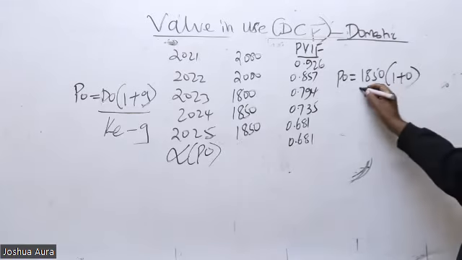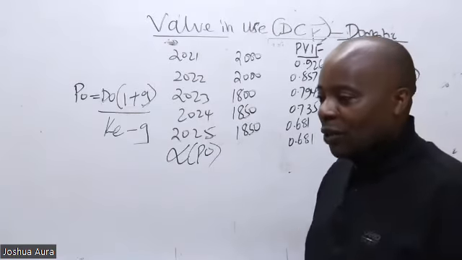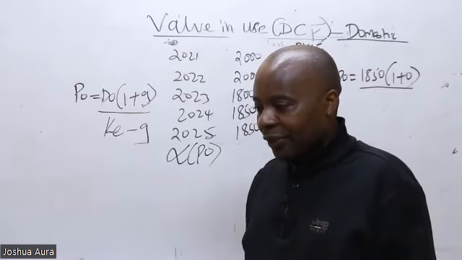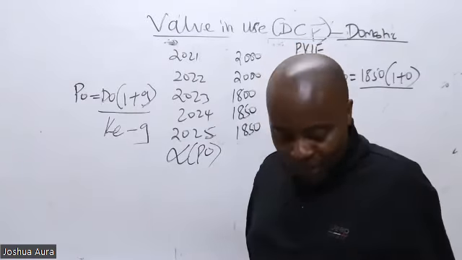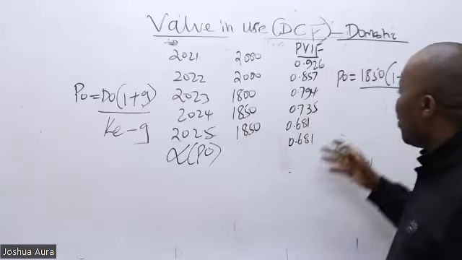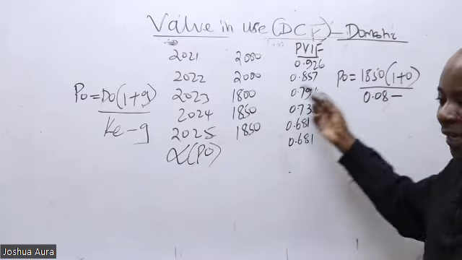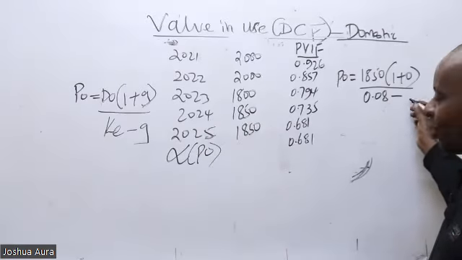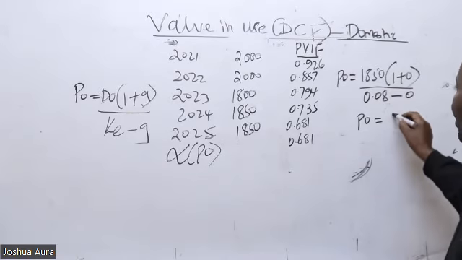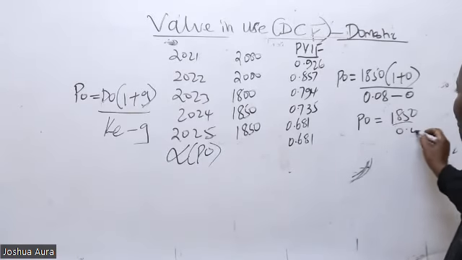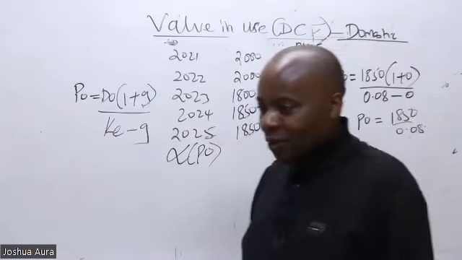So 1 plus 0, all over, have they given me the cost of equity? It is 8%, isn't it? Thank you so much. It's given in note number 3. So it is 0.08 minus the growth rate, which is 0. So our PO, ladies and gentlemen, basically will be 1850 divided by 0.08.